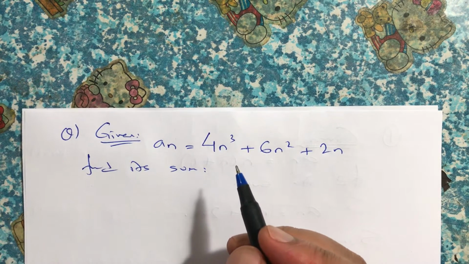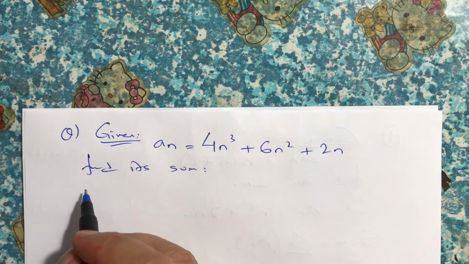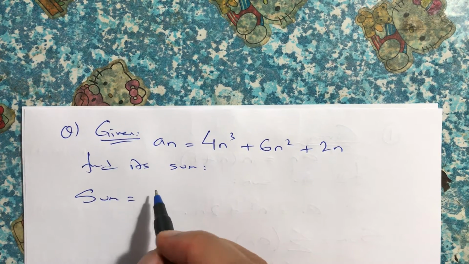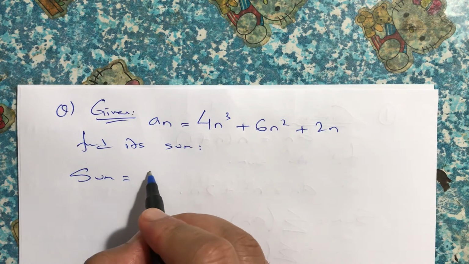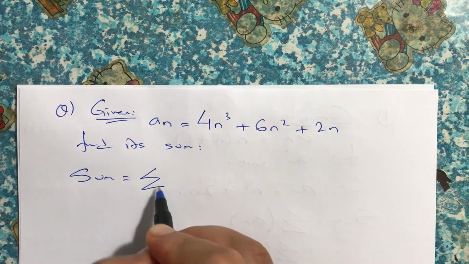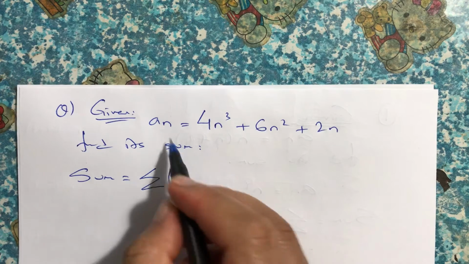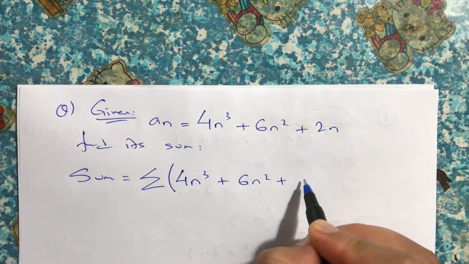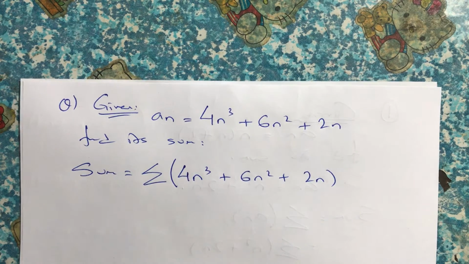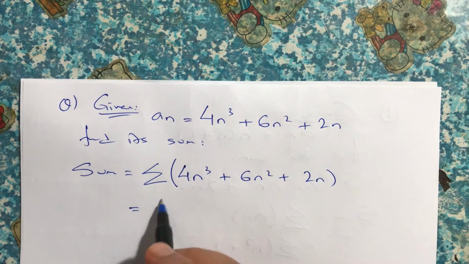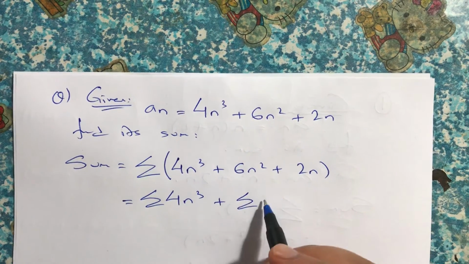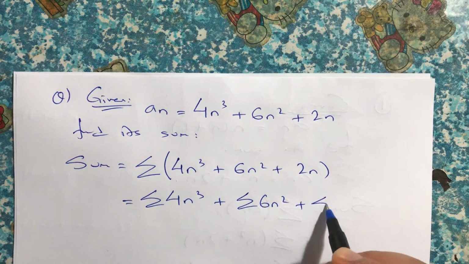So what we can do is again directly apply the formula. The sum's formula, this step can be skipped also. You can directly write sigma an, so I can write it directly as this. So that's the formula. And now this sigma is individually for every term. If you want, you can skip this step also.